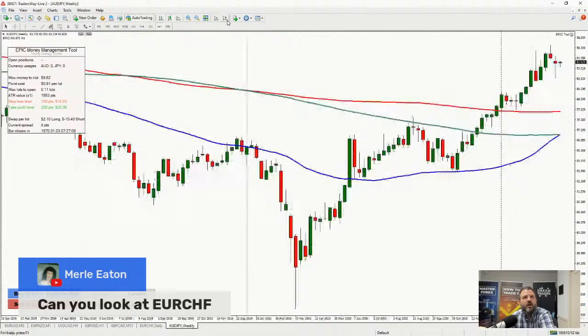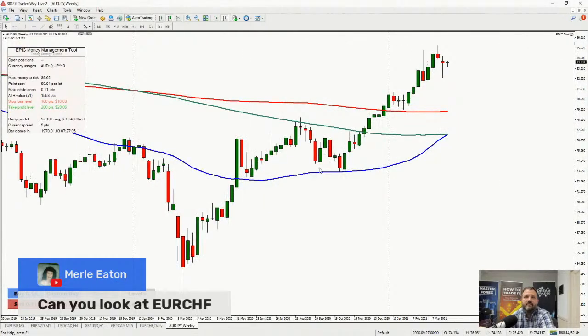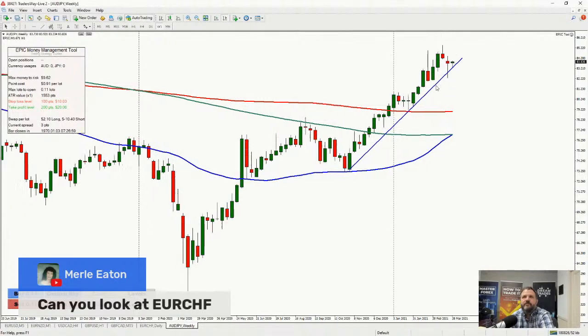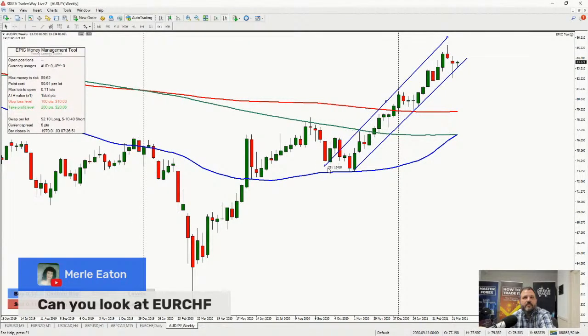Okay, so gold, Australian yen, big up move, big one. Bounced off of the trend line. It's a really steep trend line. The thing about trend lines like this is they can't go forever. They eventually have to have a pullback.